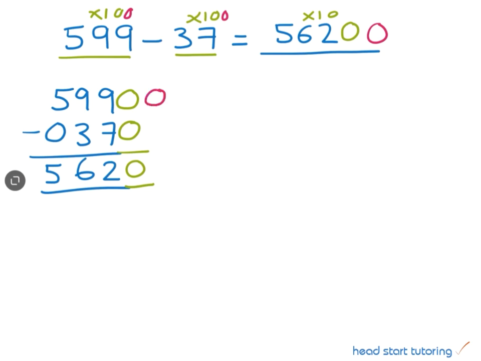So if we multiply 599 by 100, we get 59,900. And if we multiply 37 by 100, we get 3,700. And our answer, 59,900 minus 3,700, will give us an answer of 56,200. And so it goes on.